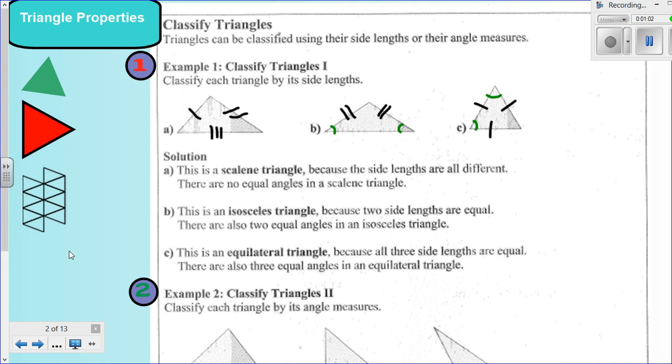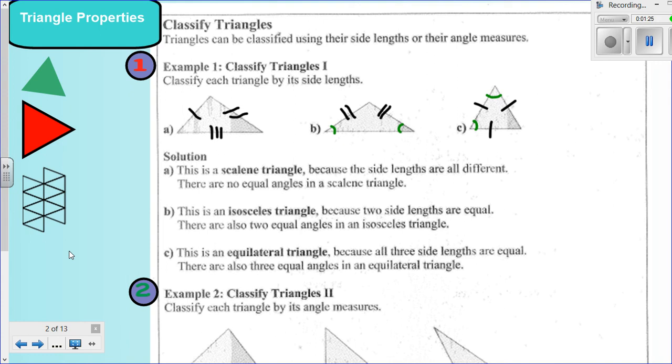The first triangle is the scalene triangle, which is called as such because the side lengths are all different. You can see by the ticks on the side lengths of the triangle that each tick is different from each other, meaning that each side is a different length. In addition, since all the lengths are different, then the angles will also be different.